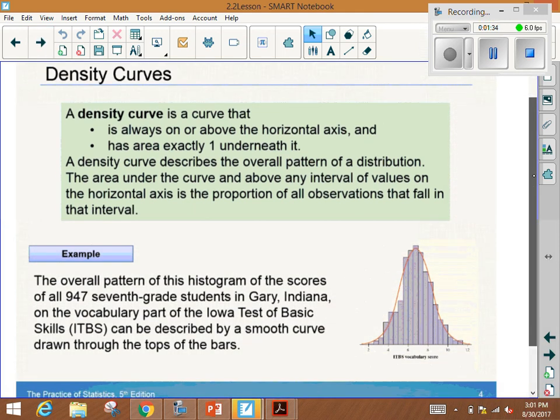There's our definition of a density curve. You can also find this in your text. The most important thing about a density curve, in my opinion, is that it has an area of exactly 1 underneath it. That is so that it can be expressed in terms of probabilities, right? Which are always between 0 and 1.